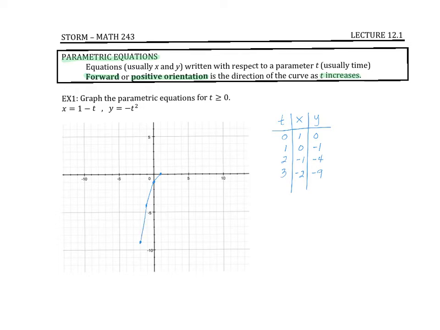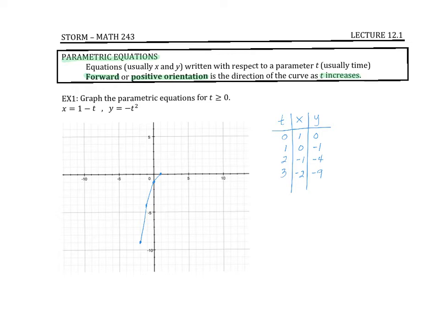Okay, the problem is I don't know if this is going to keep going in the same direction. My guess is that it will, because when I look at these x and y values, as t gets larger and larger, the x values are going to get smaller and smaller, and so will the corresponding y values.